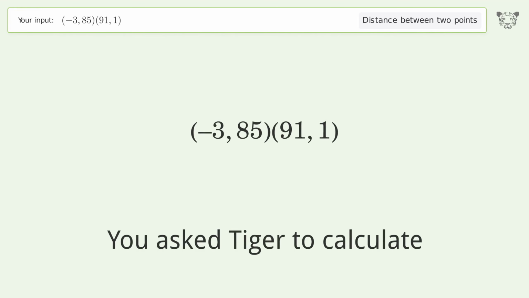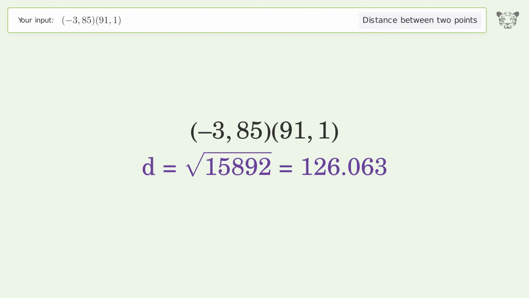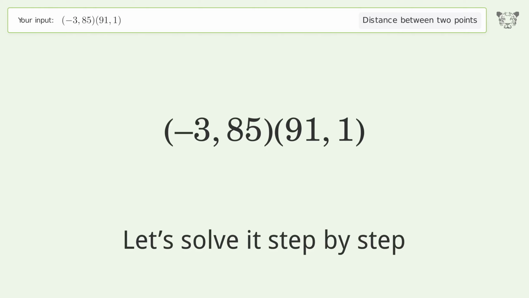You ask Tiger to calculate. This deals with the distance between 2 points. The distance between the 2 points is the square root of 15,892, or 126.063. Let's solve it step by step.